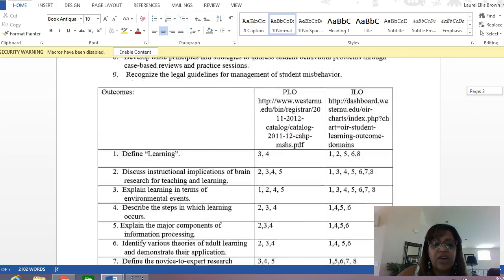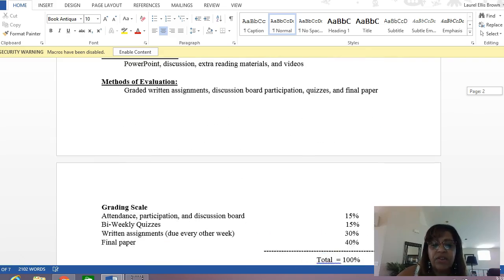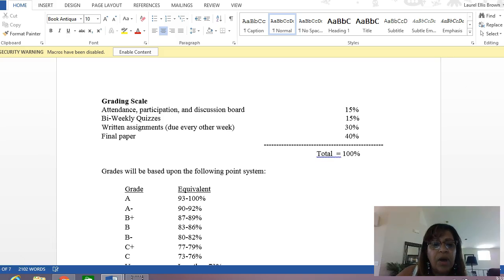All right, so we have our regular syllabus, and you certainly will be able to go over that. Of those things that you're required to do, attendance and participation on the discussion board is worth 15% of your total grade. Your bi-weekly quizzes are worth another 15%. Your written assignments, there are 6 of them this semester, are 30% of your grade. Also, there is a final paper that is worth 40% of your grade, and I've included in the syllabus what you need to cover in that process.